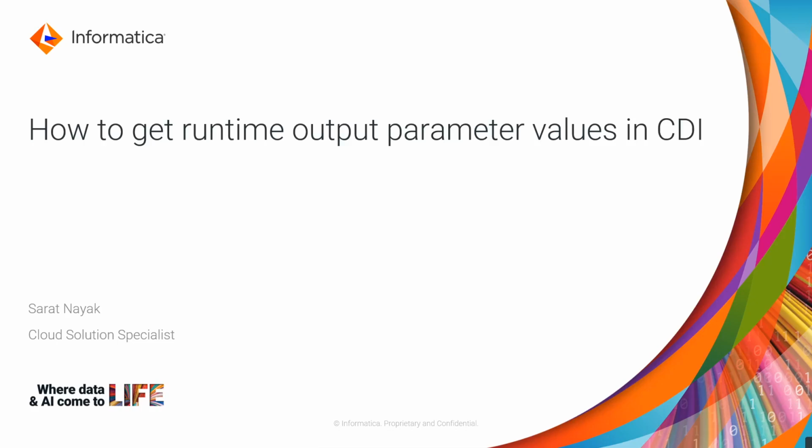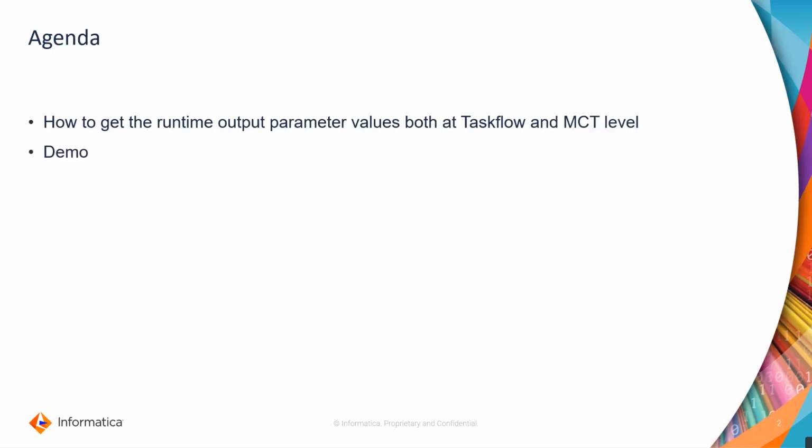In this video, I am going to talk about how to get runtime output parameter values in CDI. We'll discuss how to get these runtime output parameter values both at task flow and MCT level. And then we'll go to the demo.